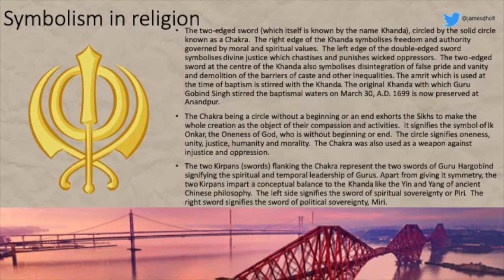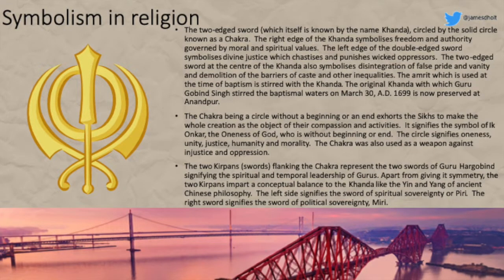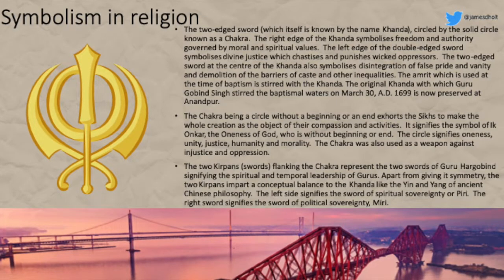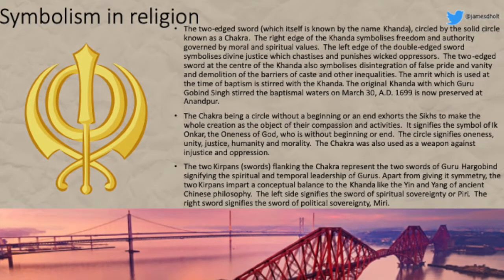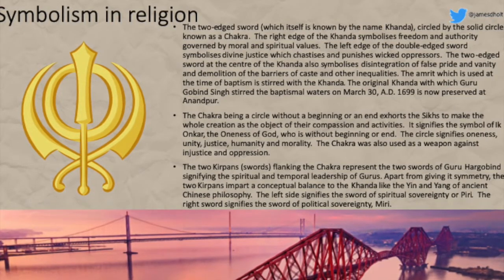And it's got 3 different aspects to it, as you can see. It's got the chakra, which is the circle. It's got the double-edged sword in the middle, which is also called the kanda itself. And then it's got the kirpans, which are around the outside. Now, I want children to understand the symbolism that the kanda has.